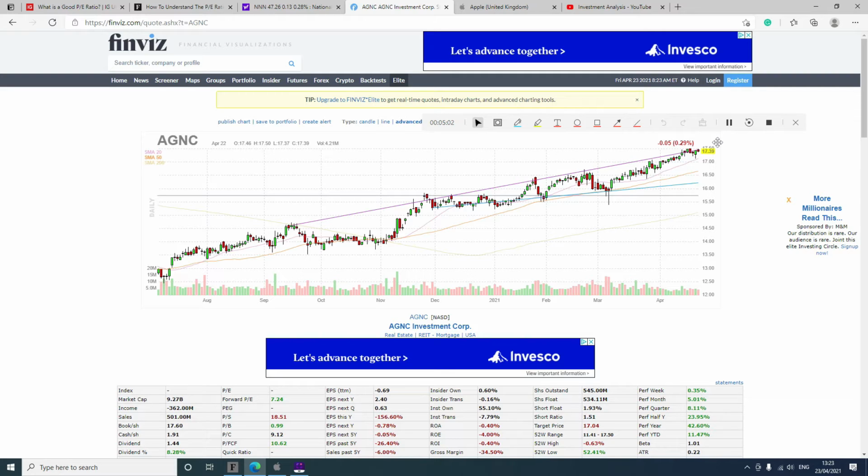But wait, here's the key. A low share or stock price does not mean the stock is cheap.